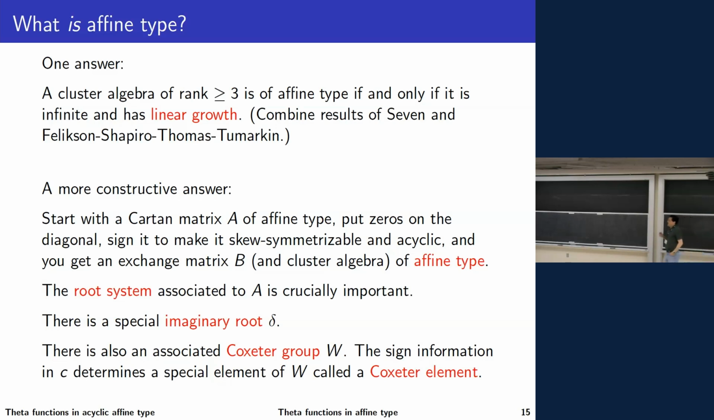Okay, so we've got a Cartan matrix of affine type. If you like, an extended Dynkin diagram. There's a root system associated to that, and there's an imaginary root which we'll call delta.